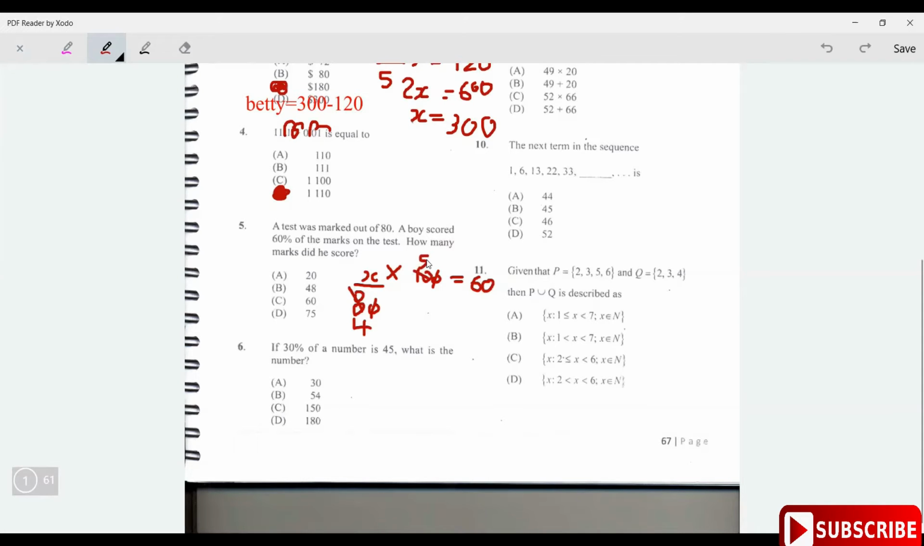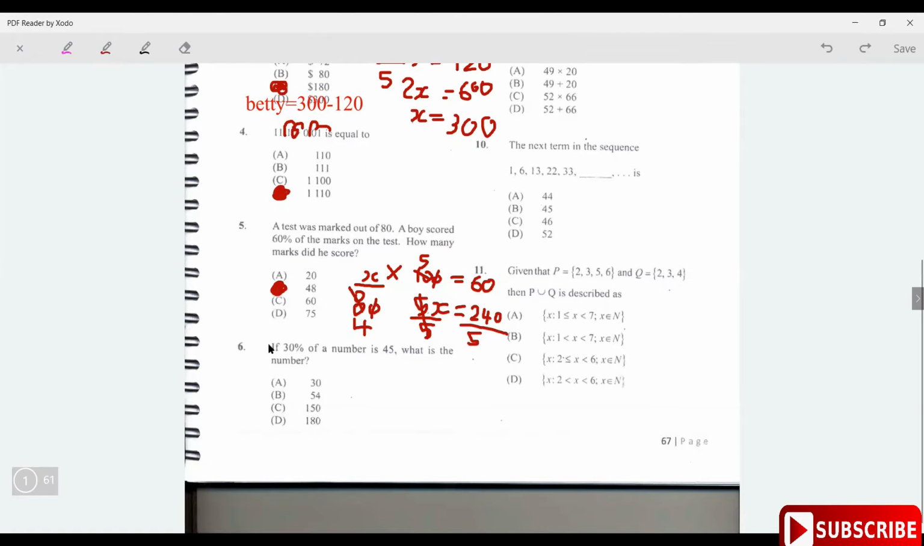So what we're really saying is 5x is equal to, you can cross multiply the 4. 4 times 60 is 240. So 5x equals 240. You then divide both sides by 5. 5 cancels the 5 here. 240 divided by 5 is 48. That's the answer. Easy. Soft.